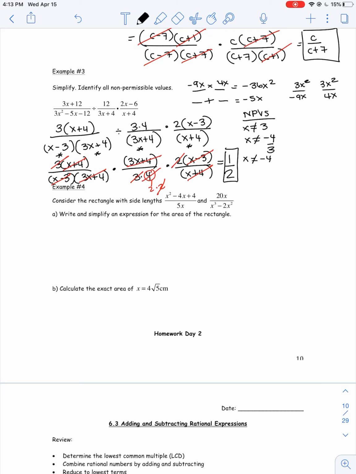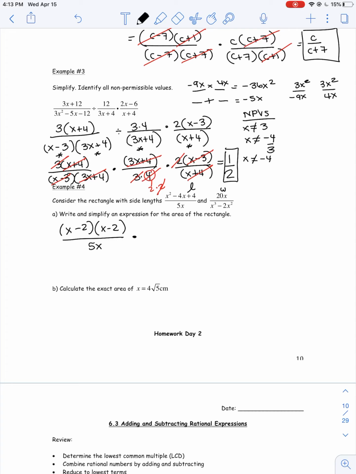Our last example, it says we have the side lengths of a rectangle. We want to write the area. Area is equal to length times width. So imagine this is our length, this is our width, multiply them together. We want to factor as we go. So we want to break up the x squared minus 4x plus 4 by factoring, which becomes x minus 2, x minus 2. So those would add up to negative 4.